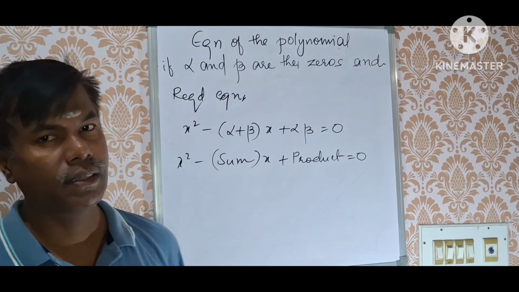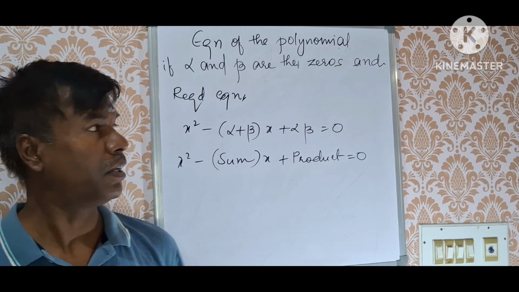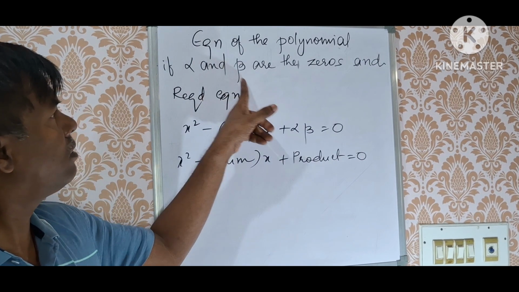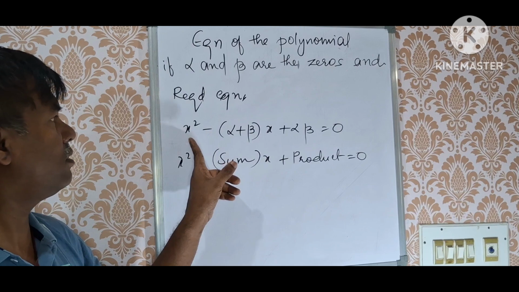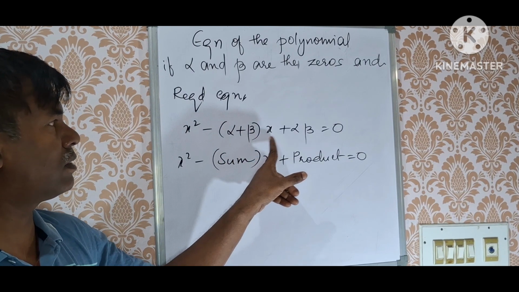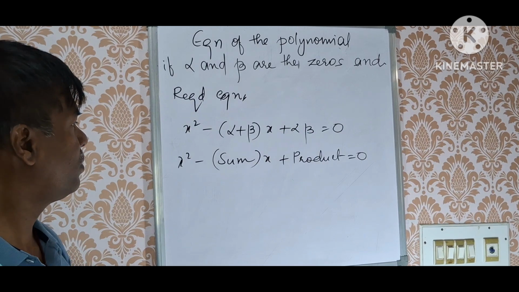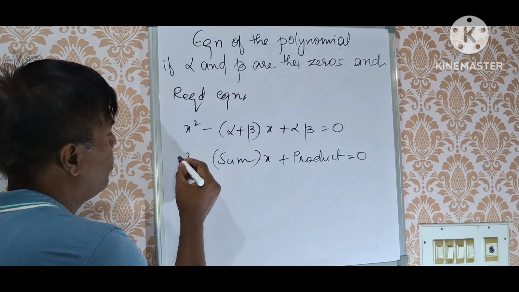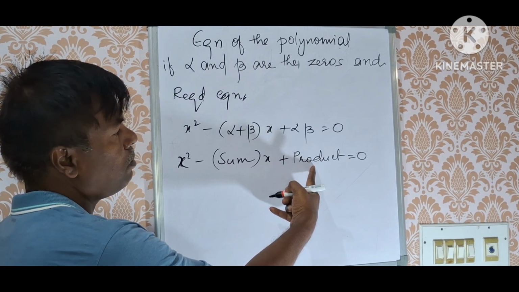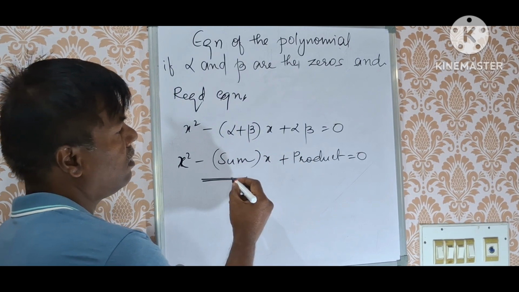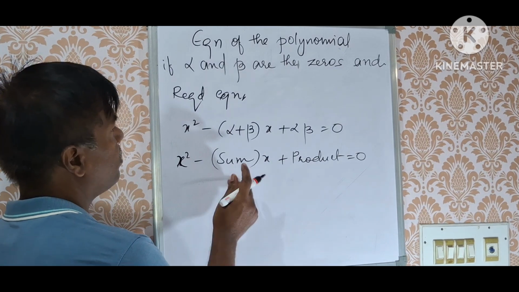Equation of the polynomial, if alpha and beta are the zeros of the polynomial. So if alpha and beta are zeros of the given polynomial, then the required equation or polynomial is x square minus (alpha plus beta) into x plus alpha beta equals 0. That means x square minus sum of the zeros into x plus product of the zeros. This is the required equation.